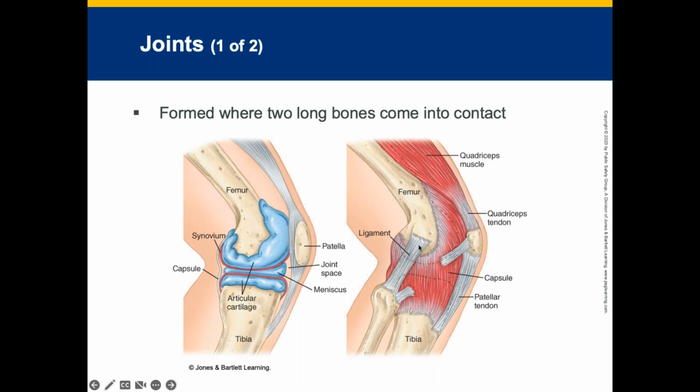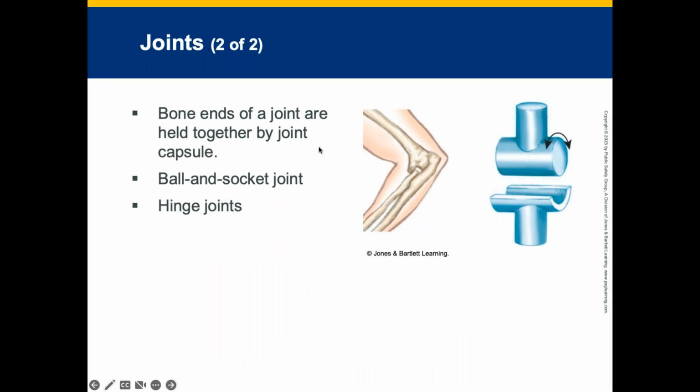So some joints have slight limited motion in which the bone ends are held together by fibrous tissue called symphysis as well. These joints in the knee are called hinge joints because they work like a hinge moving back and forth, as you can see here. So bone ends of a joint are held together by a joint capsule. We have hinge joints, ball and socket joints. So where would we find a ball and socket joint?